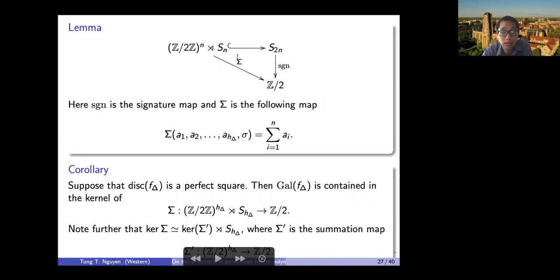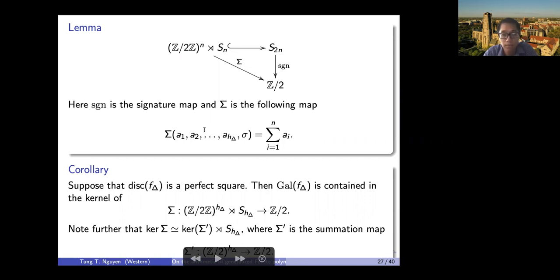And it turns out that if you take sigma to be the map where you take the tuple A1, A2, up to AN, sigma, you forget about the sigma, you just take the sum of AI, then this is the commutative diagram. So what happened here is that if this combination of delta is a perfect square, then the Galois group of F delta has to be contained in the even permutation subgroup. And in particular, because of the commutative diagram, it belongs to the kernel of this map delta.